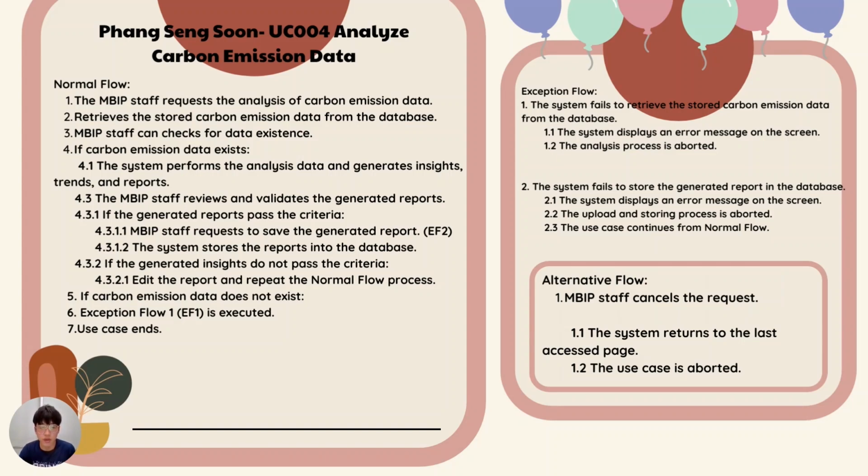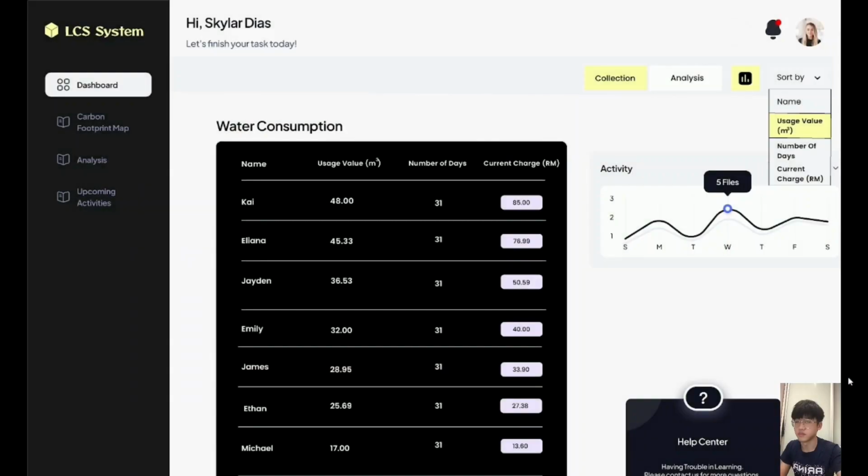Now let me show you the prototype regarding use case 004, analyze carbon emission data. The prototype for use case 004 is basically extended from use case 002, correct carbon emission data. Here's the page that I stopped at just now for use case 002. When the MPP staff want to view the analysis data of the forms submitted by the different participants, they need to click on the analysis tab here.